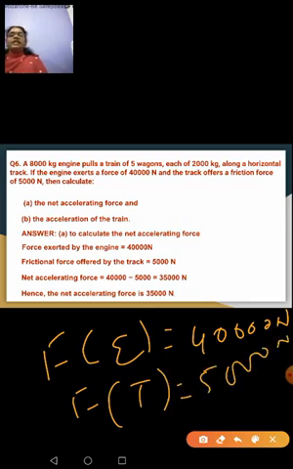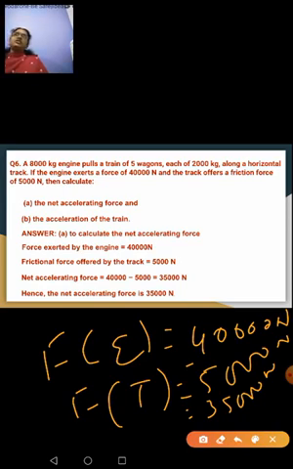So you want the net accelerating force. So you have to subtract these two quantities. 40,000 minus 5,000 will give you 35,000 Newton, which is the net accelerating force. You have to subtract the frictional force from the force offered by the engine. When the engine is pulling the wagons, it is running on the track. At that time, the track is also offering a force. So that should be subtracted to calculate your net accelerating force.